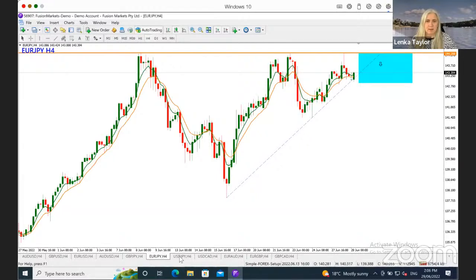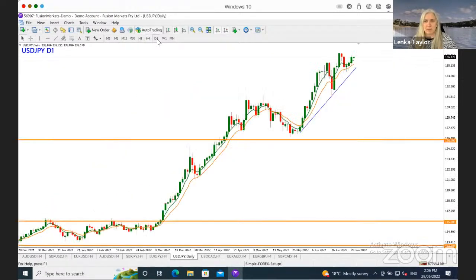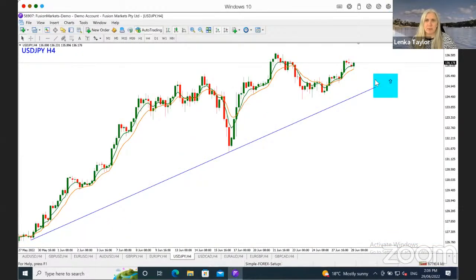Next currency pair is USDJPY, and this one is still climbing. So on the daily, we're still in an uptrend. We had a couple of pullbacks, but they're not very big. So if there is a pullback, I would still be looking for the long opportunities on USDJPY.